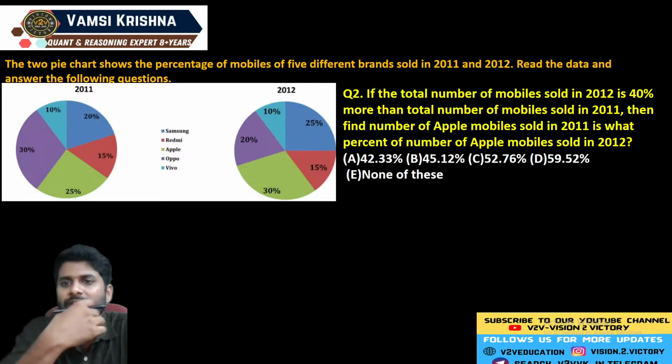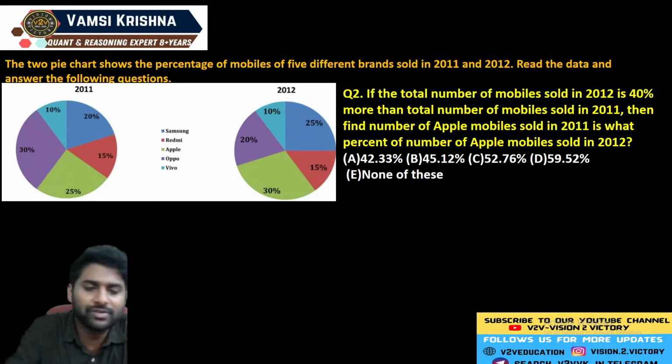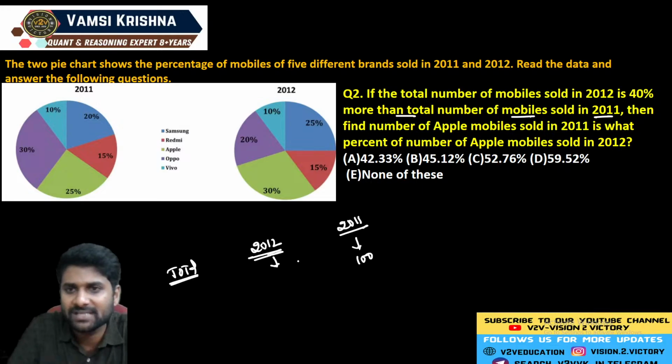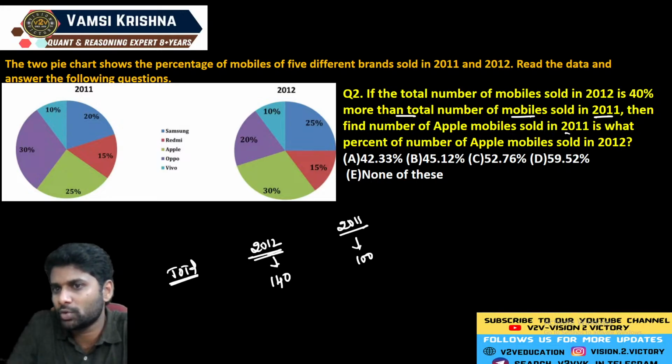See question number two. The total mobiles sold in 2012 is given, so now the information deals with the total mobiles. It is 40% more than the number of mobiles sold in 2011. Again, just assuming there are 100 mobiles sold in 2011, since there is a comparison, 40% more means 140 mobiles sold in 2012. Then find the number of Apple mobiles sold in 2011 as what percentage of Apple mobiles sold in 2012?